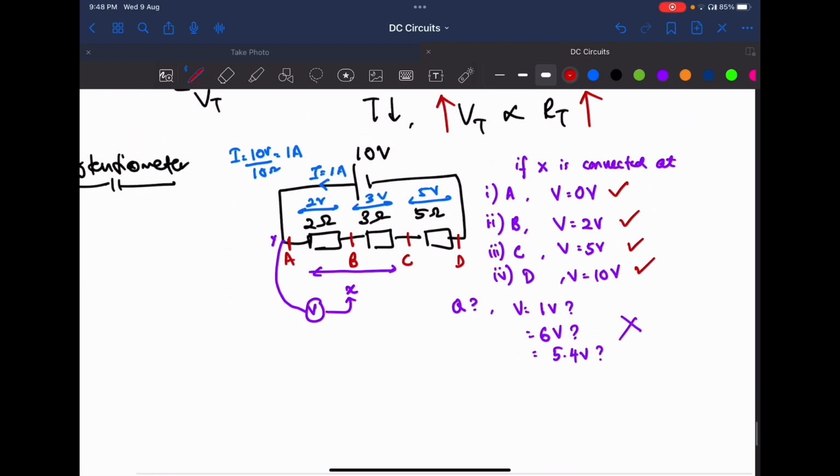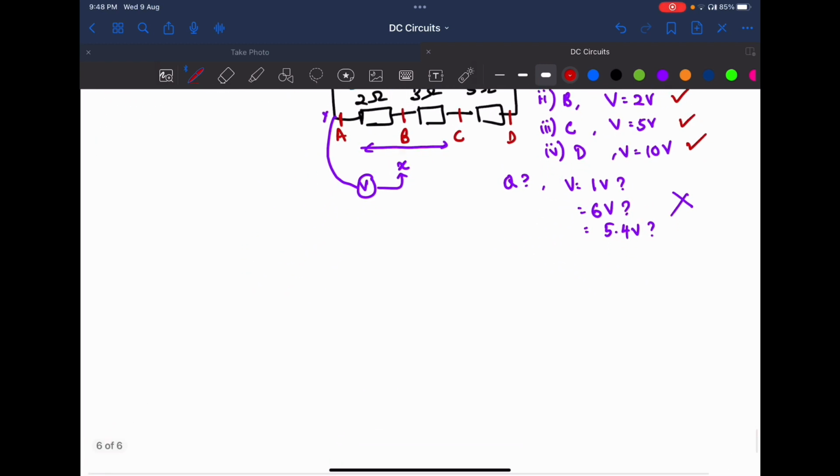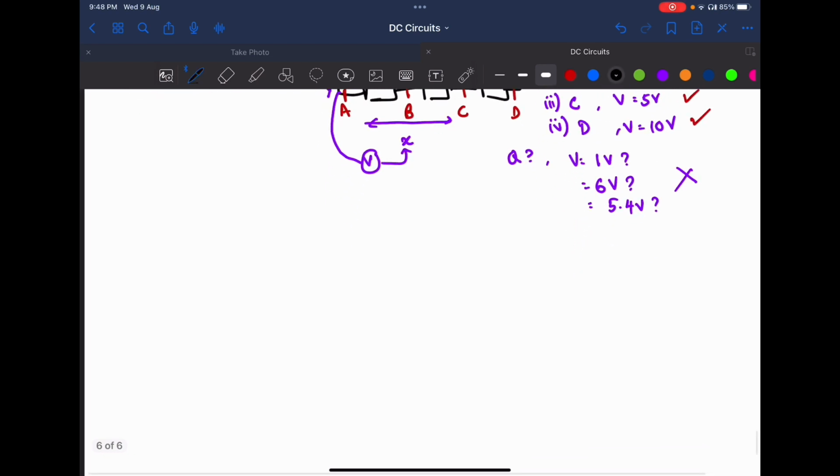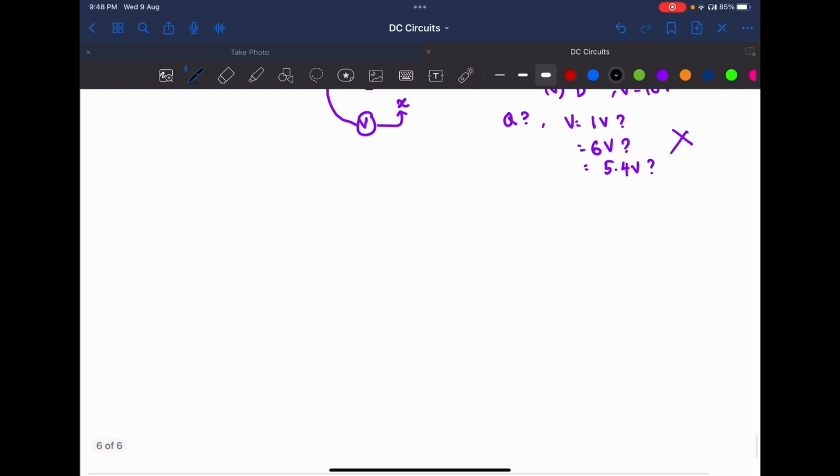So hence we can use a potentiometer to get values, or what we call a variation of values, depending on what is the driver EMF. This is what we call a driver EMF. This is what is supplying to the circuit.